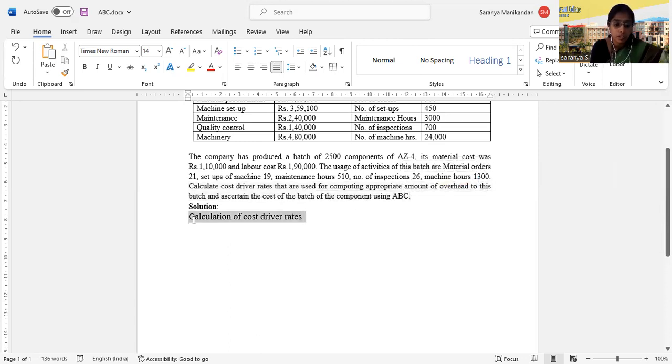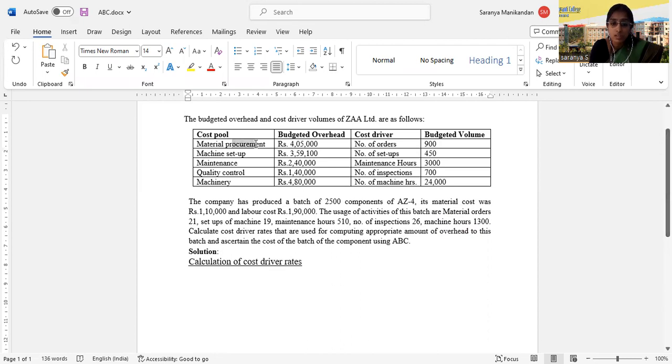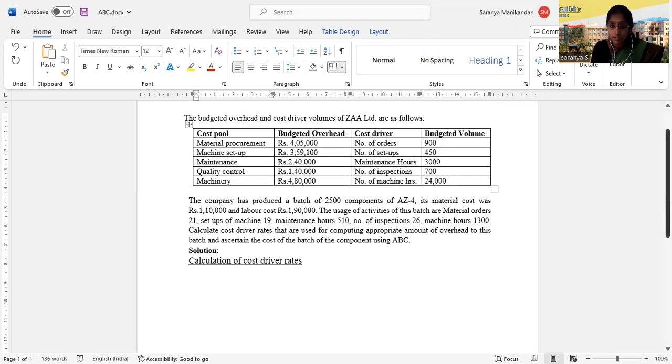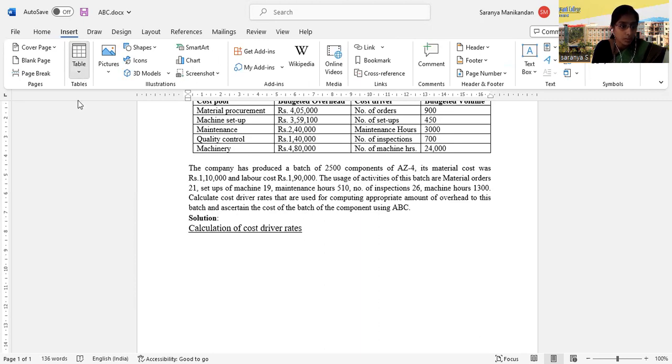So first we will calculate the cost driver rate. Here the cost pool and the cost driver are given. For material procurement, the cost driver is number of orders. For machine setup, the cost driver is number of setups. Sometimes they will give it in a mixed way, so we should be able to find out the right cost driver for each pool. First we'll find out the cost driver rate, so we will draw the table.